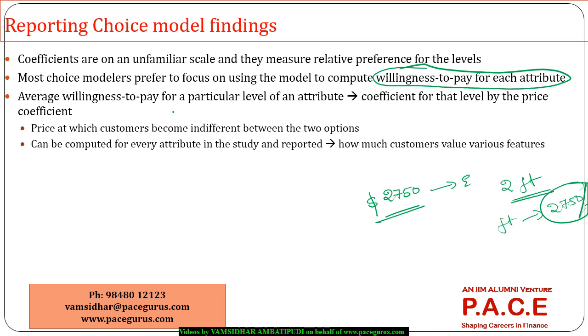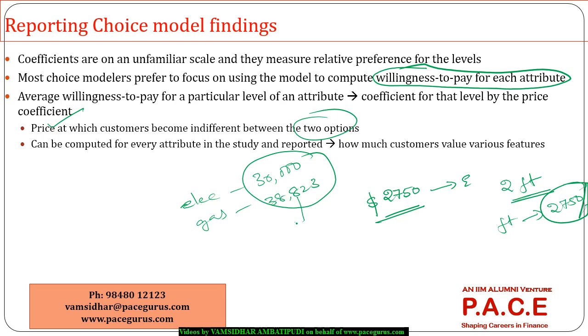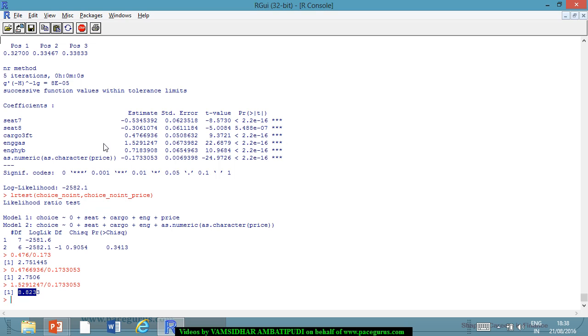Or I could say it is that extra price where the customer is really indifferent between the two options. This means, with an electric option available for 30,000 versus a gas option available at 38,823, he is really indifferent. So if the gas option is available for 40,000, he will not prefer it, he will prefer the electric one. But if the gas option is available for 35,000, then he may prefer it. That is what is coming out: the price at which the customer is really indifferent between the two options.